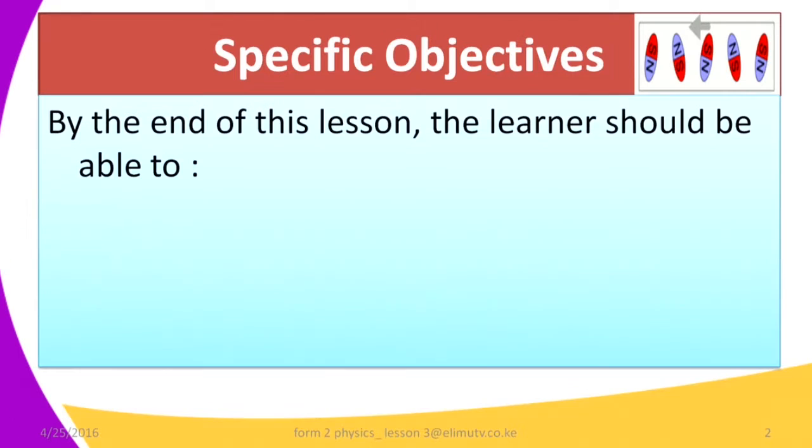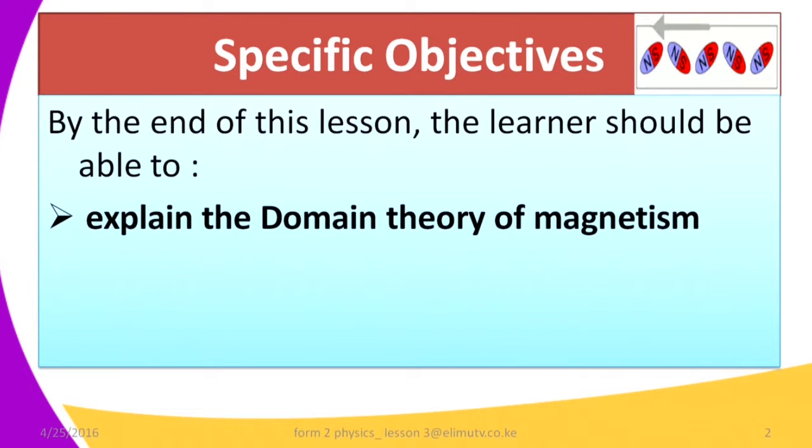Now, let's begin by looking at the specific objectives of the lesson. By the end of this lesson, the learner should be able to explain the domain theory of magnetism. So you only have one key objective to achieve by the end of this lesson. Once we are done with everything within this lesson, you as a learner should be able to explain the domain theory of magnetism. Having understood what domain theory is, you'll be able to explain this.